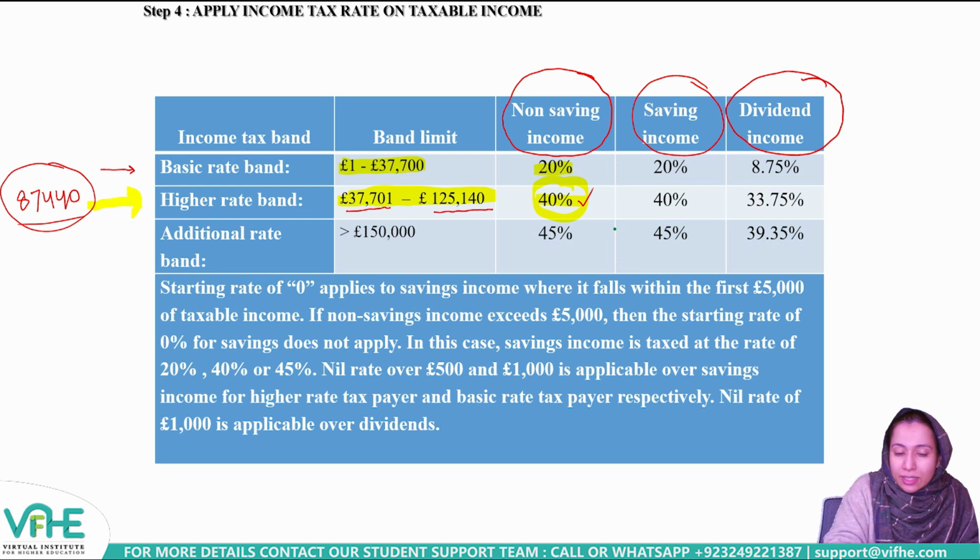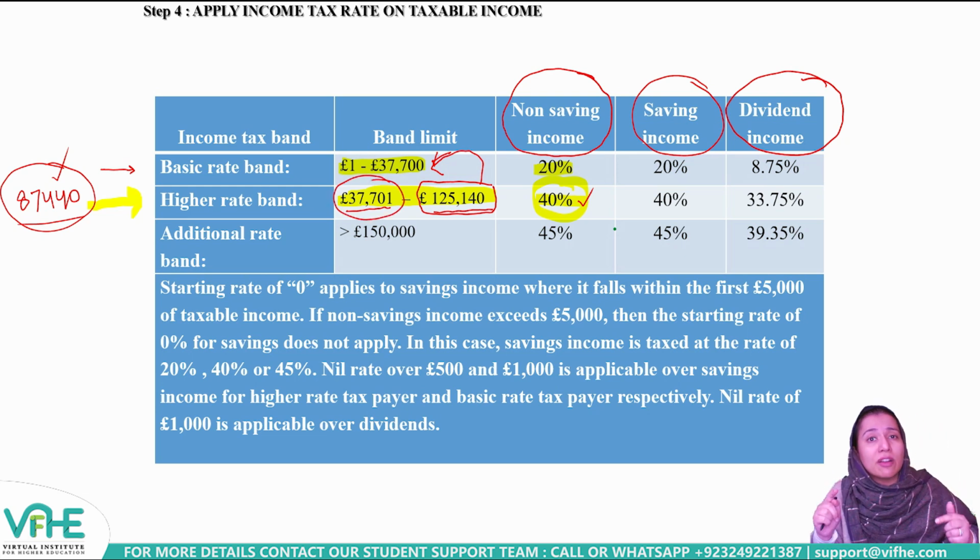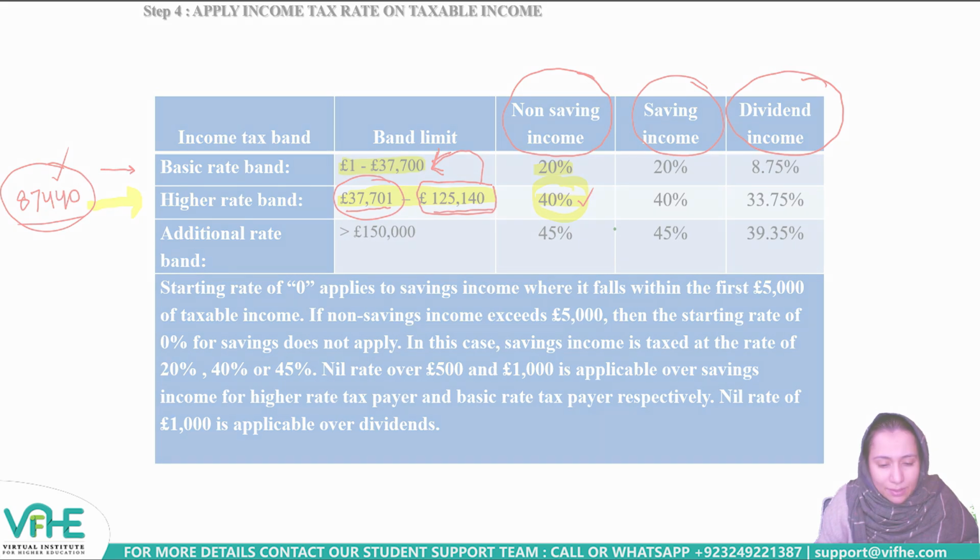Keep this in mind that till 37,700 the basic rate was to be applied. So when you determine how much of the figure is going to be found in the high rate band, what is the capacity of the high rate band, then from 125,140 pounds you will have to deduct the previous limit. And that's how you will come to know that 87,440 pounds shall be found in the high rate band. Don't deduct 37,701 because 37,701 is also found in the high rate band. So don't deduct it. Rather, deduct the previous limit where the basic rate band came to an end.